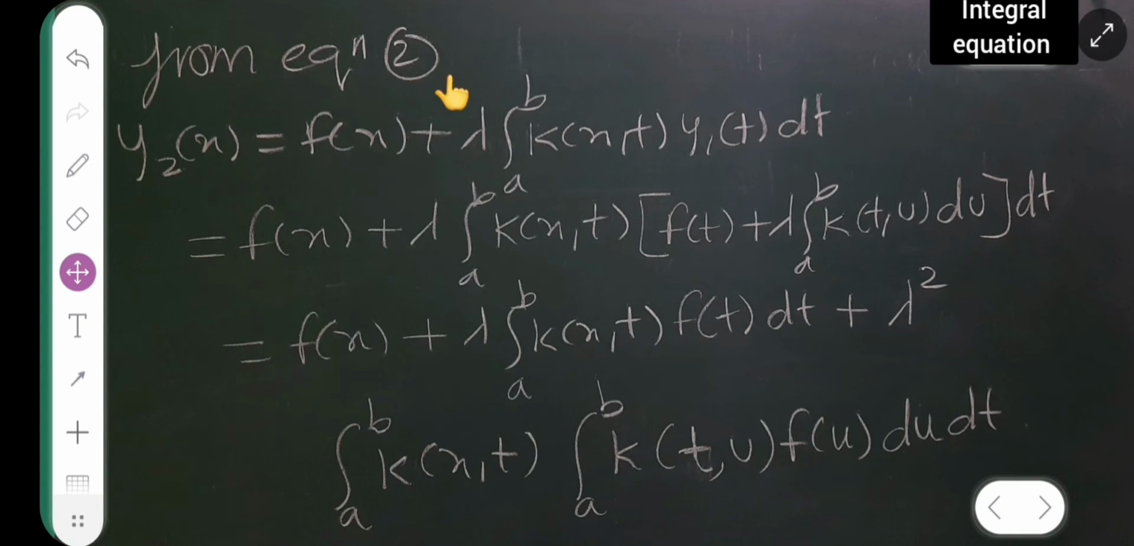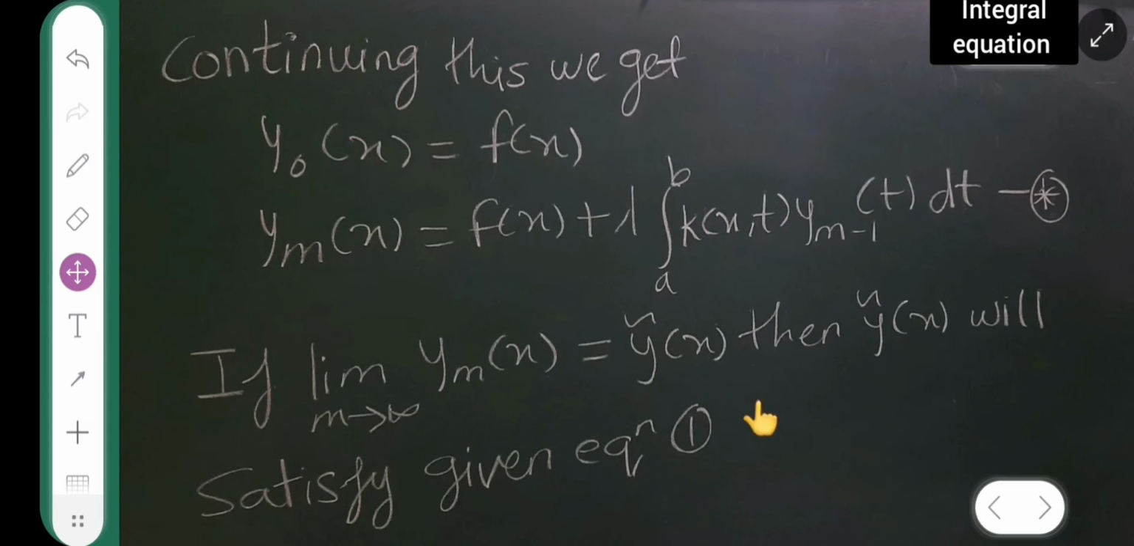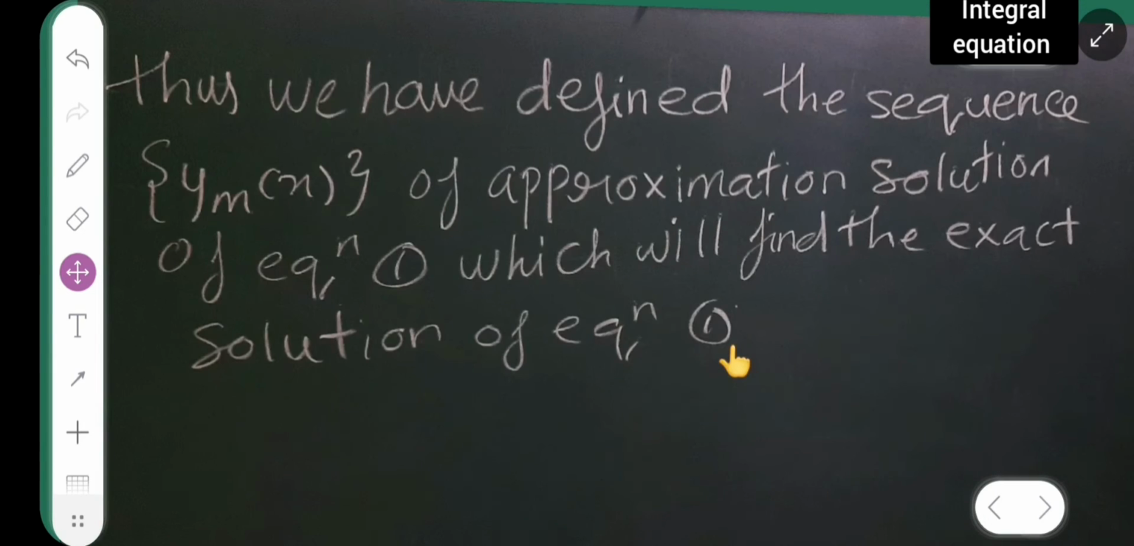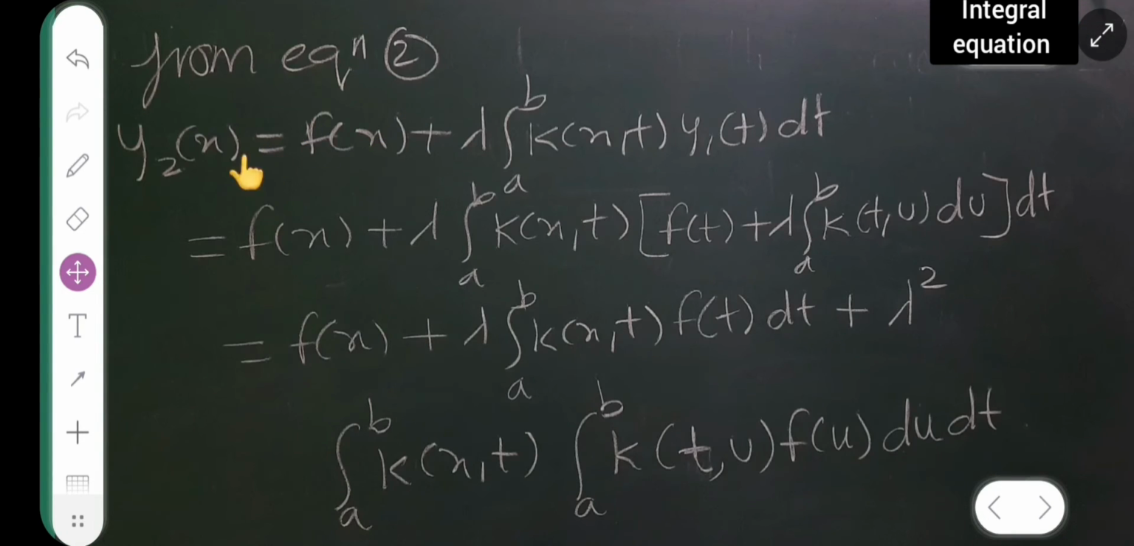Now from equation 2, what am I getting? If you continue you will get this. Now from 2, I will write this here: y2 of x is equal to f of x plus lambda integral from a to b k of x comma t y1 of t dt. Now this is equal to f of x plus lambda integral from a to b k of x comma t, and what is my y1 of t?